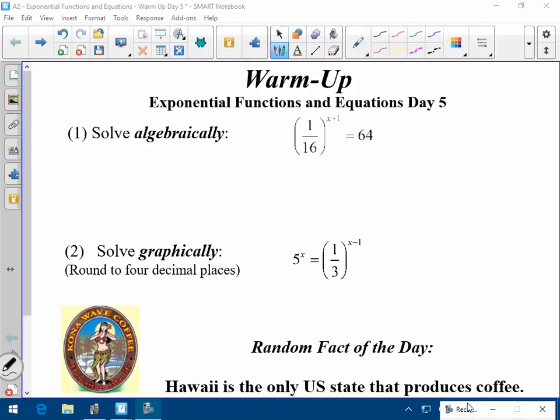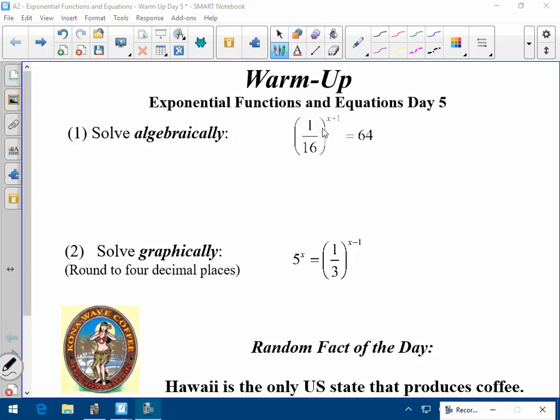All right, this is a video for Unit 11, Day 5, and as always, we want to start with a warm-up. Okay, so this is a warm-up of the other video that I had you watch the other day. I want to solve algebraically. It's the whole method of common bases.